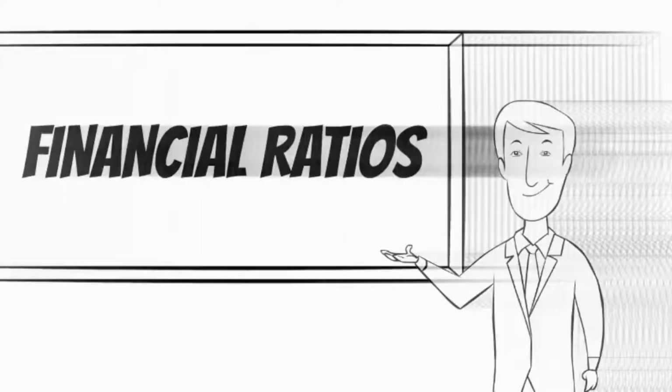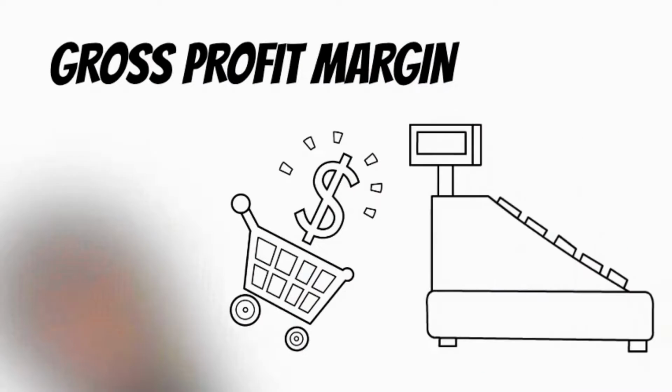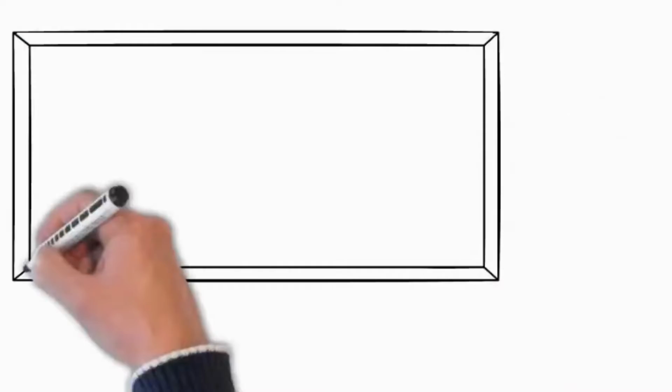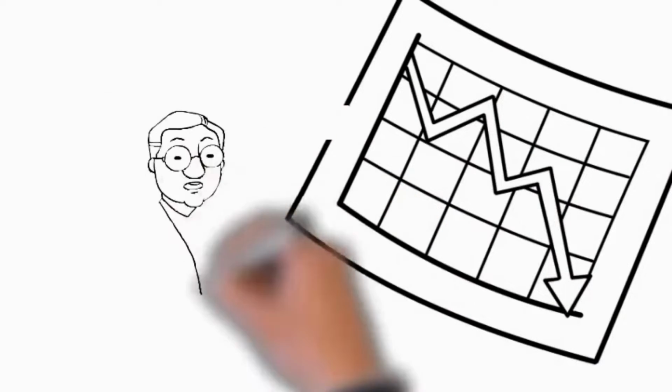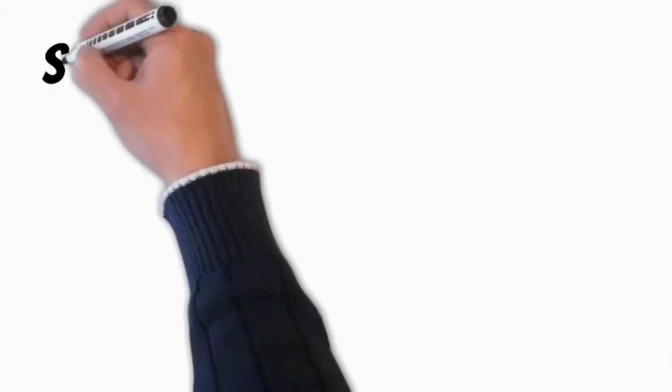Look at your financial ratios. Gross profit margin. This ratio measures how much profit you make on each widget you sell. To calculate it, divide your gross profit by your total revenue. A declining gross profit margin is an early warning sign that something is wrong with your business.